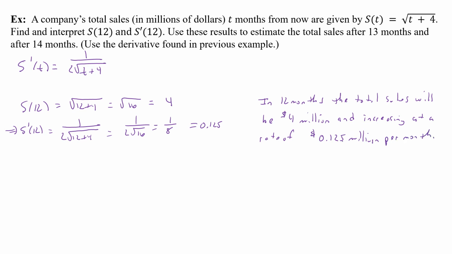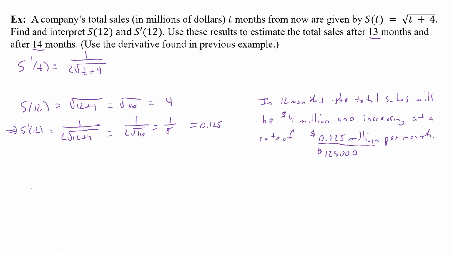Now, we could convert that to actual dollars instead of millions of dollars. And if we wanted to do that, that's going to be what? Well, we multiply that by a million, so it's going to be $125,000. But we can use it either way. But I think if we keep it this way, and now it says, use these results to estimate the sales after 13 months and after 14 months. So if we're going to add millions of dollars to millions of dollars, that's going to be easier to do it that way than as $125,000, unless you want to write out a whole lot of numbers.